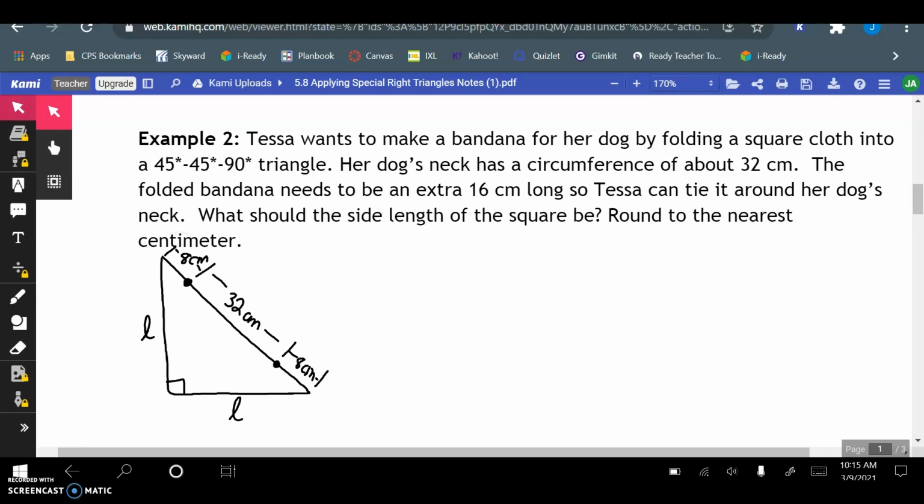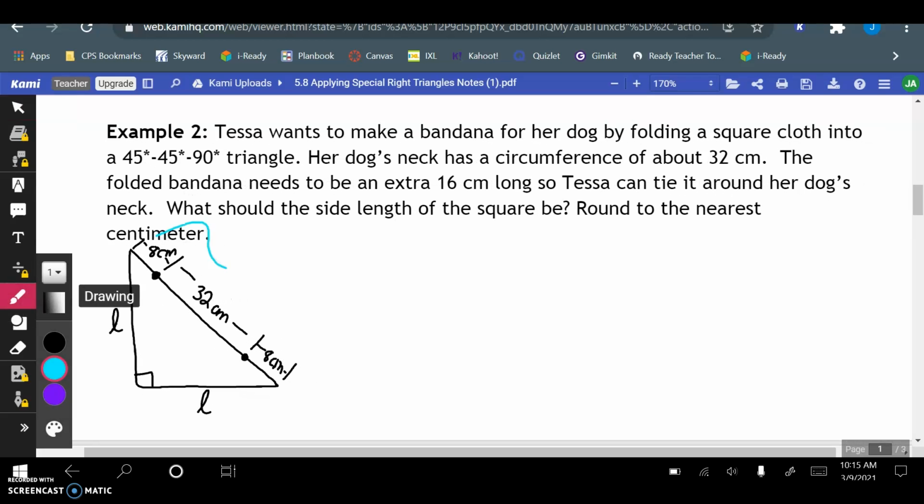So if we add what they're giving us here, this is 48. 32 plus 8 plus 8 is 48. That is also the hypotenuse. So in a 45, 45, 90 triangle, we know that that side is also the leg length, which is L, times the square root of 2. So those two are going to be equal to each other.